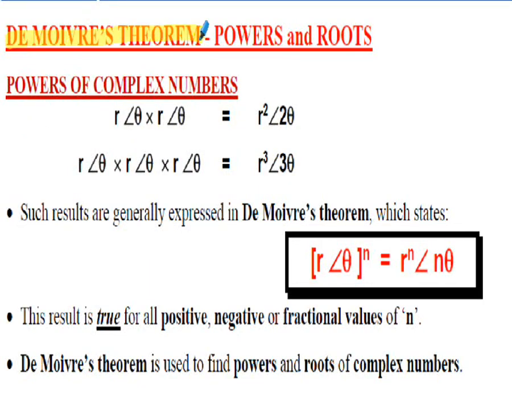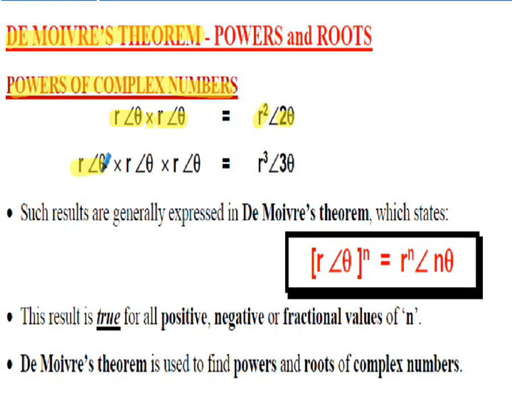DeMoivre's theorem. Let's review powers of complex numbers. Let's assume we have two complex numbers in polar form, r argument theta multiplied by r argument theta. In polar form, to multiply, we multiply the moduli and add the arguments. So in this case, r times r is r squared, and adding the theta to the theta, we get 2 theta. So the r theta times r theta is r squared argument 2 theta.